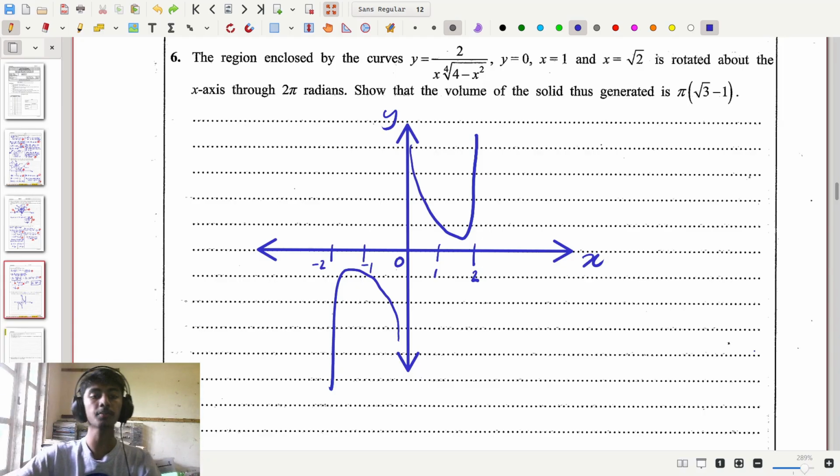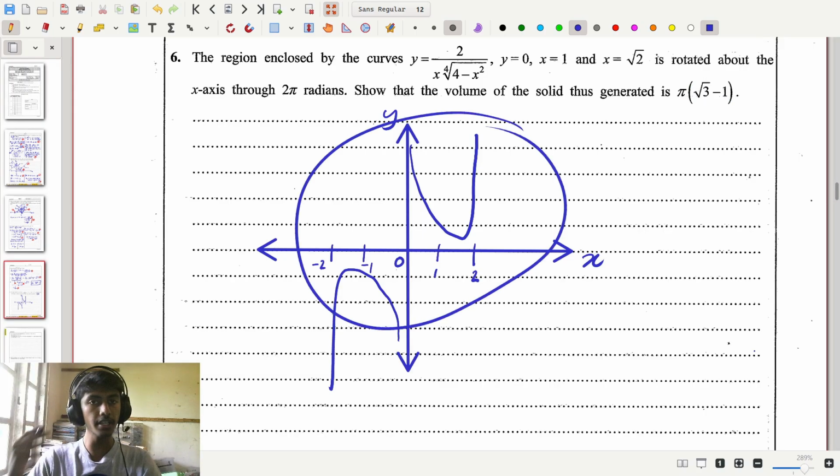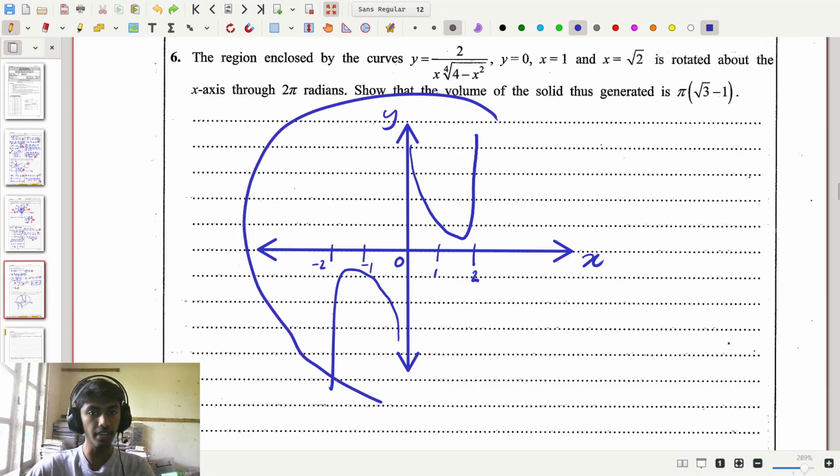When we do this, we are asked to show that the volume of the solid thus generated is equal to pi times root 3 minus 1. Now for this question, we actually don't need a graph. We can go directly with the theory, substitute and get our final answer of pi times root 3 minus 1. However, I wanted to illustrate exactly what we're doing here, which is why I drew the graph.